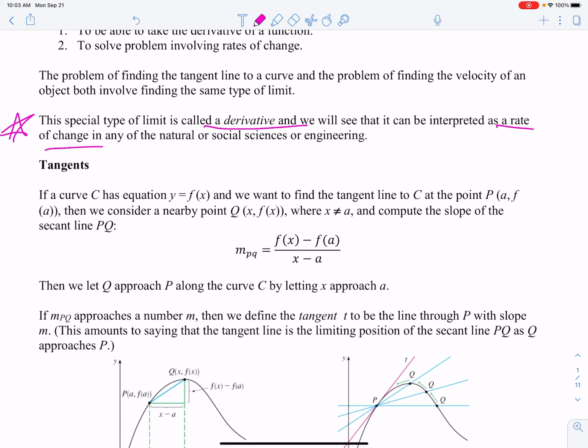This is an important statement right here. When you hear the word derivative, you're going to think slope of the tangent line to the curve at a specific point. That's very important, all right?